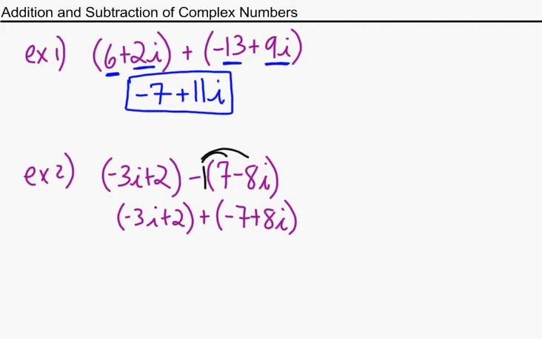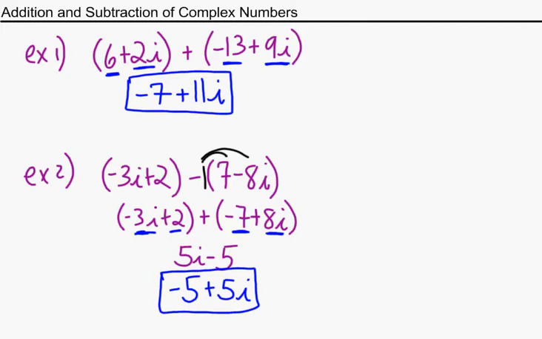And again, I just combine like terms and treat i like a variable. So the negative 3i and the 8i are going to go together to give me 5i. The real portions, the positive 2 and the negative 7, are going to give me minus 5. And I have to remember that style matters. The order that I write these answers in makes a difference. So I put the real portion first with the negative 5, plus 5i as the imaginary portion. And that is my final answer for the complex number subtraction.